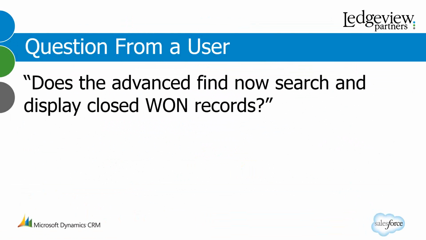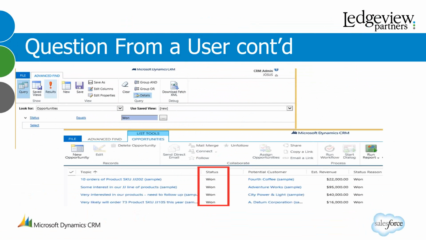One of our users was asking, does the Advanced Find now search and display closed won records? We can definitely do this with an Advanced Find. You would simply start off by setting your look for to opportunities, because that's the main information that we're looking for. You will set your status to equal won, and you will want to make sure that you edit your columns to show a status column.